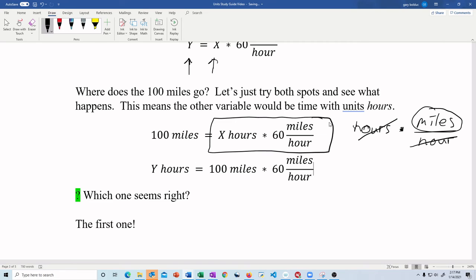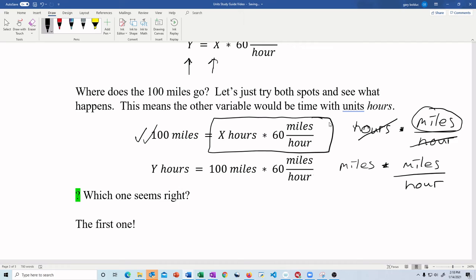What do I have on the left? Just miles. Hooray! It works. My units on the left are the same as my units on the right. We've done it. So let's see an example where it doesn't work. Let's go to the second one now. The second one, if this was really correct, then when I combine the units, it would be miles times miles per hour.